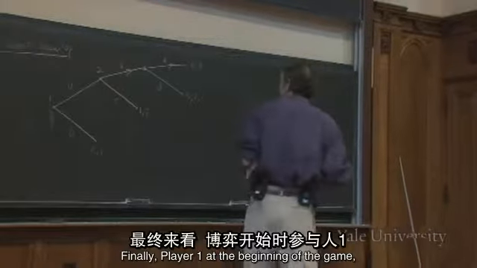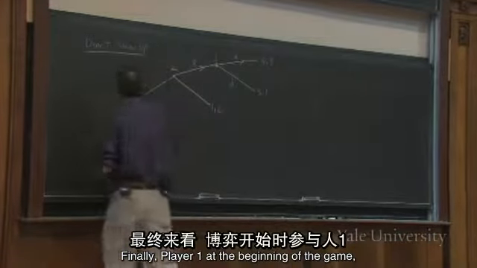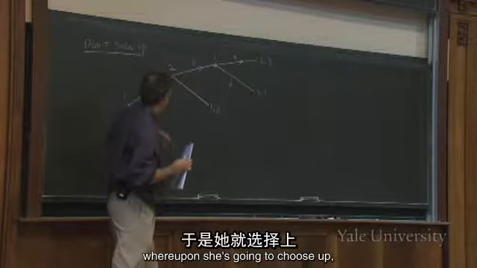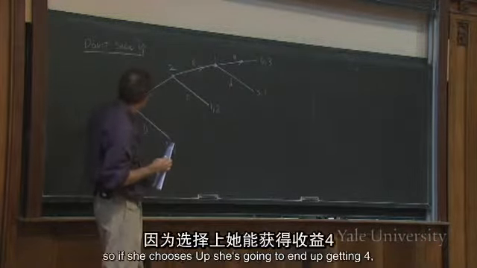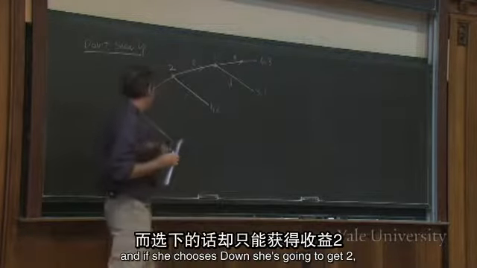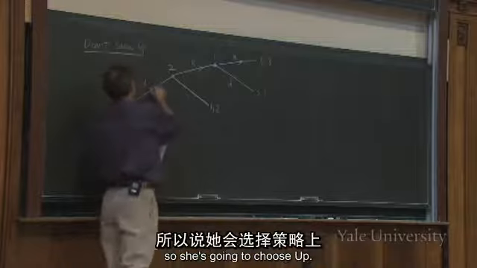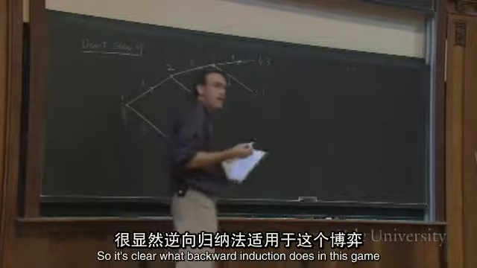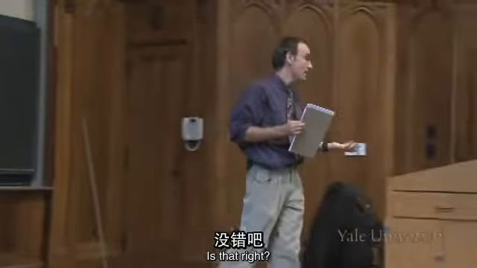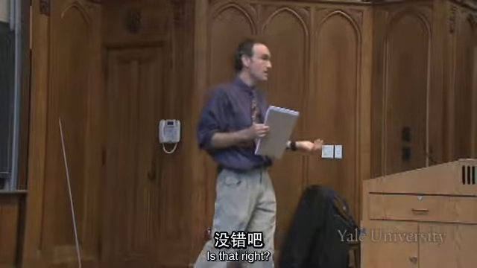And finally, player 1 at the beginning of the game knows that player 2 is going to choose left, whereupon she's going to choose up. So if she chooses up, she's going to end up getting 4. And if she chooses down, she's going to get 2, so she's going to choose up. So it's clear what backward induction does in this game, and that's what most people did in the game. Is that right?